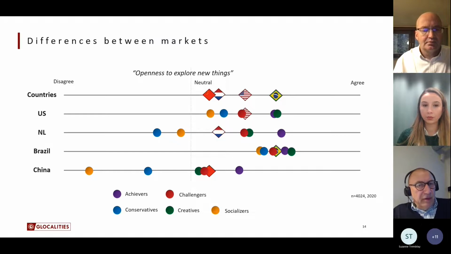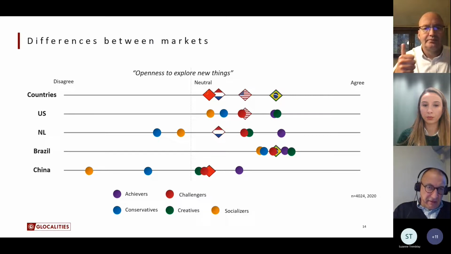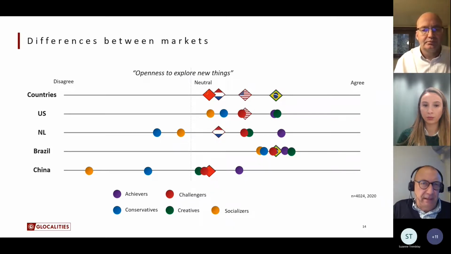Well, thanks for this. I think this shows perfectly what you said at the beginning, that there's a difference between markets, but the difference within a market is even stronger. Especially when you look, for example, at China, the Netherlands, the US in this case.